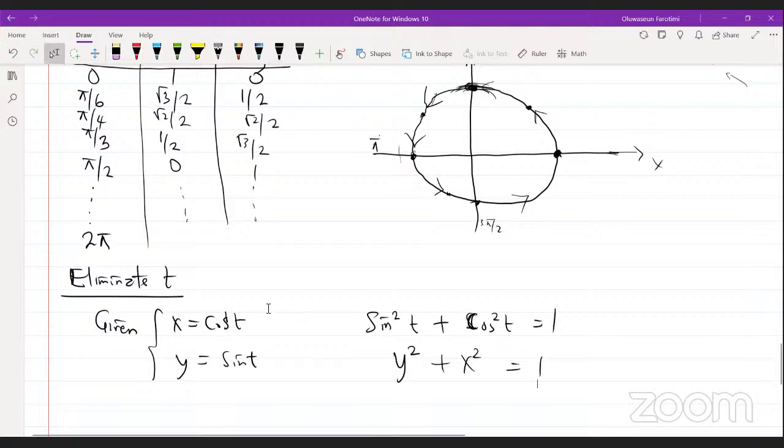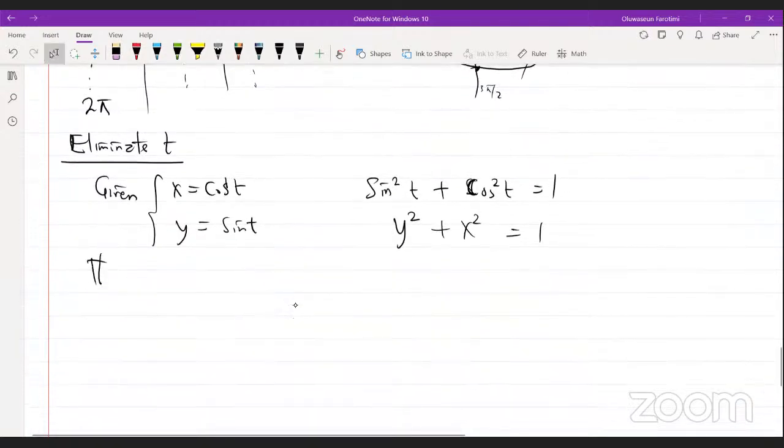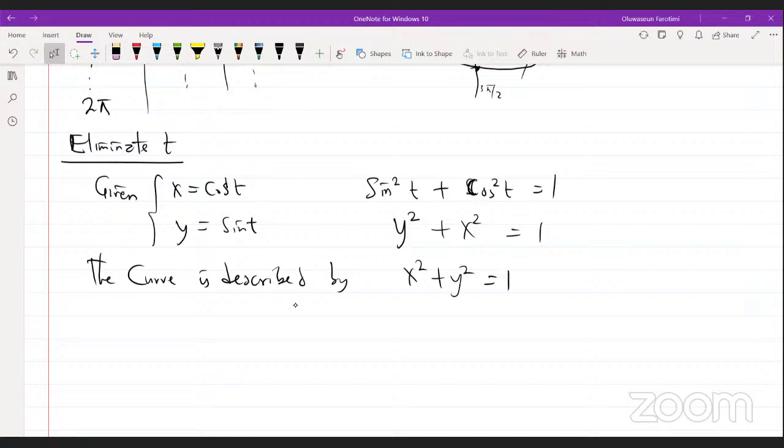So essentially, what does that mean? That a curve is described by x squared plus y squared equals 1. And guys, this is consistent. What is this equation? This is just a circle with radius 1. Just a circle with radius 1. So pretty much that is very consistent.